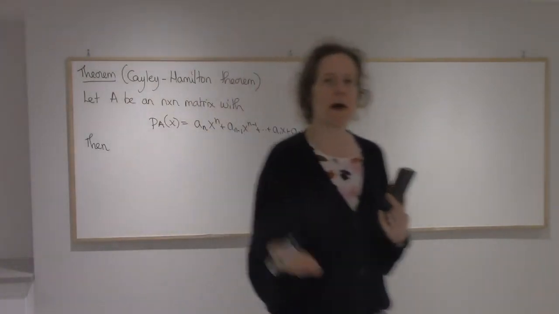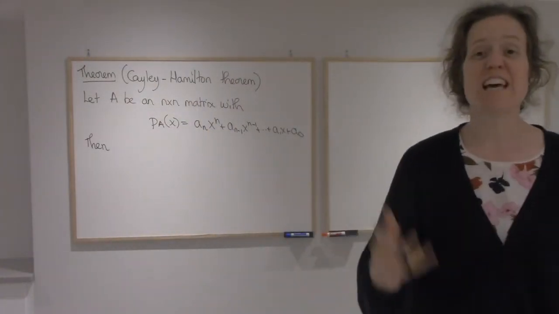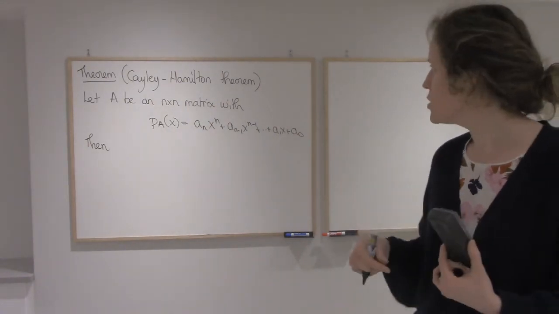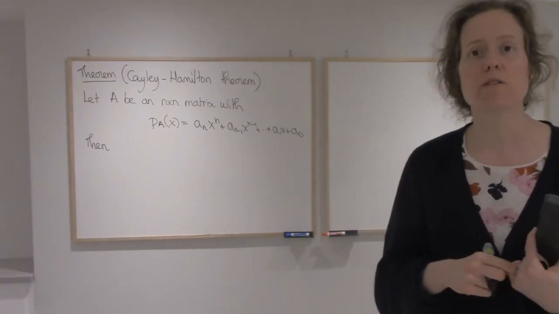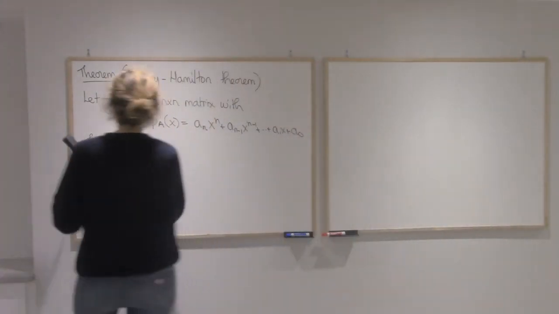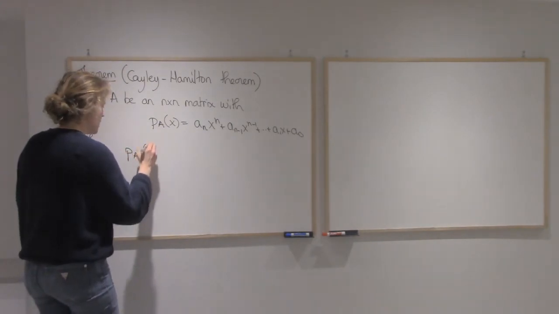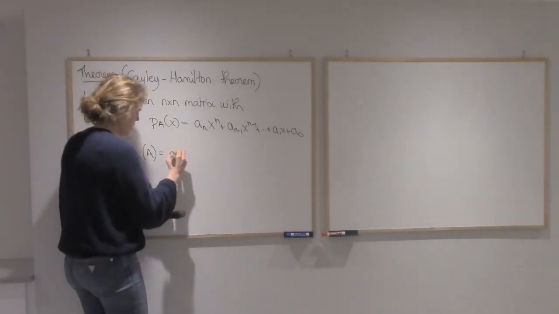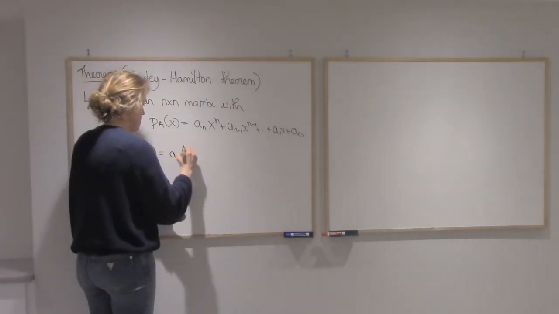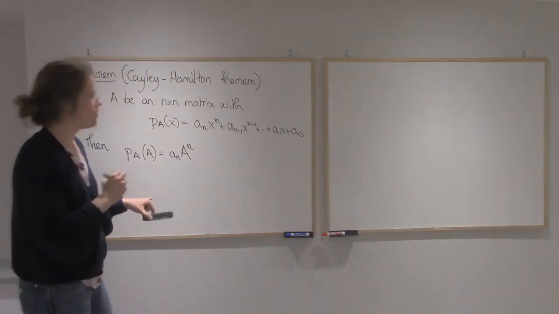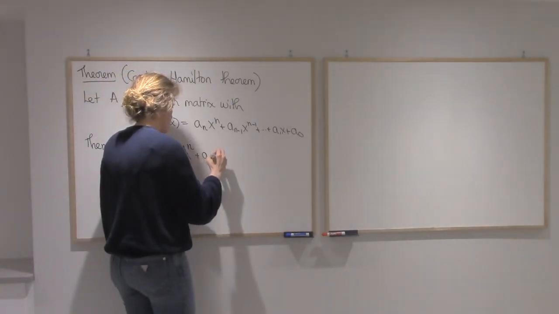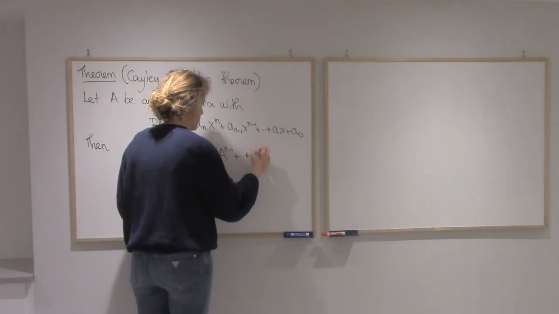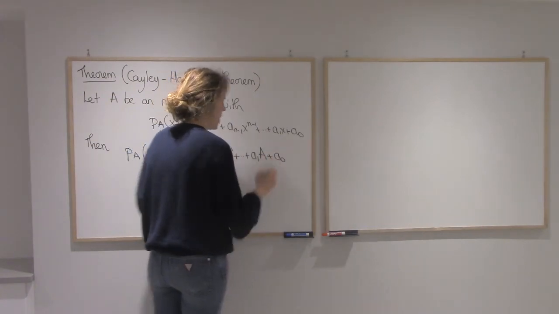if instead of x in the characteristic polynomial, instead of a real number, you plug in a matrix, you'll get a matrix out of it, and if you plug in A, you'll get the zero matrix. So then p(A) equals zero. Let me spell out what this means. It means you take a_n multiplied by the nth power of A, and so on.